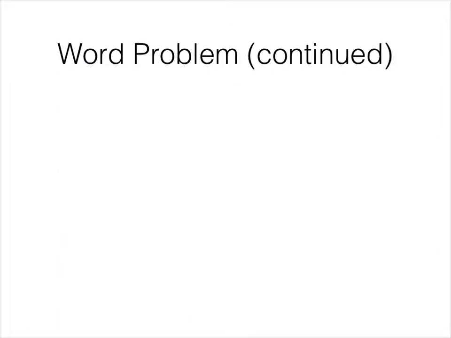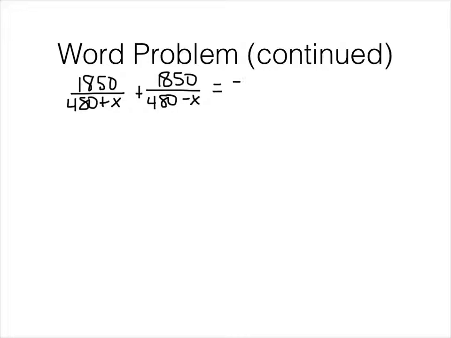Okay, so our equation was, to clarify here, 1850 over 480 plus x, and 1850 over 480 minus x, and that must equal the total 7.75 hours. So the common denominator here is the difference of squares, 480 squared minus x squared, because we know that's what we get if we multiply those out.